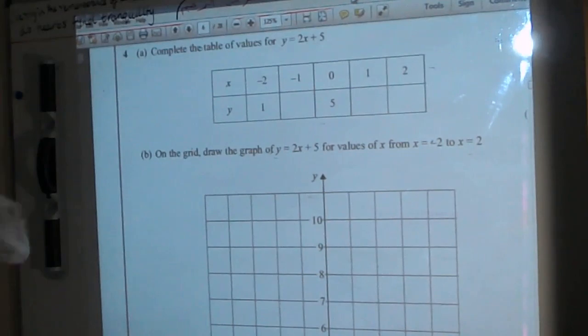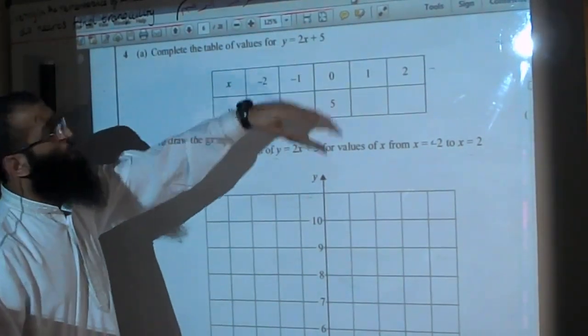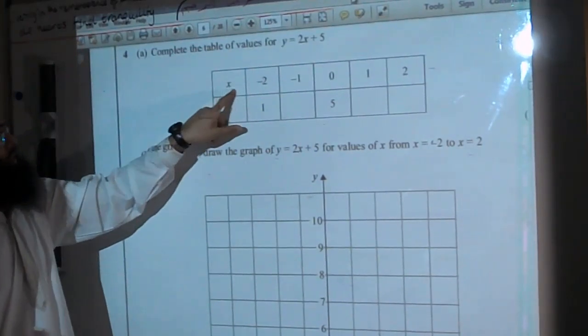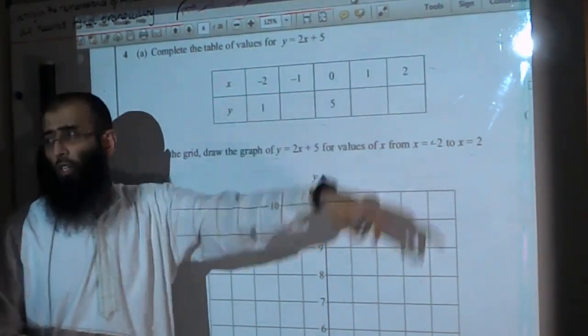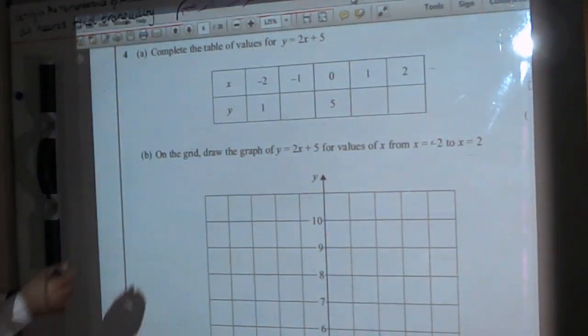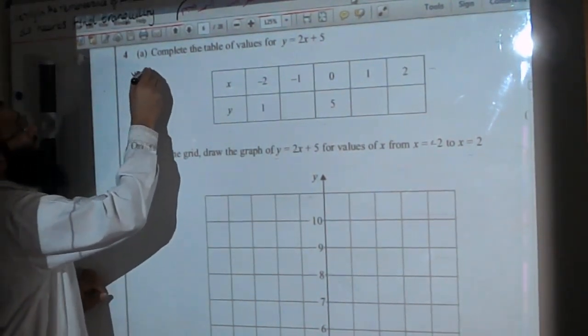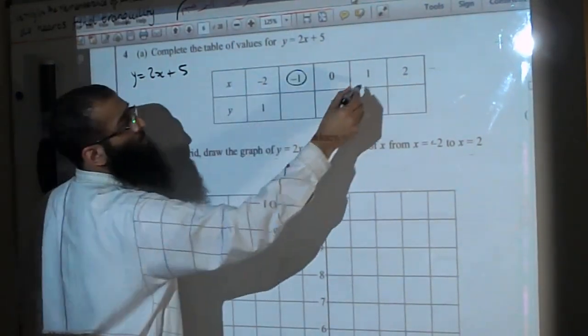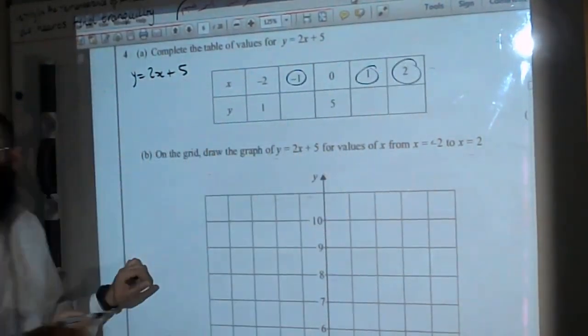Okay. Complete the table of values for y equals 2x plus 5. This is question number 4a. So we've got here x: minus 2, minus 1, 0, 1 and 2. And they already filled some of them in for you. Let's have a look how we do these questions. So, y is equal to 2x plus 5. We've got to work it out for which values? For these 3 values.